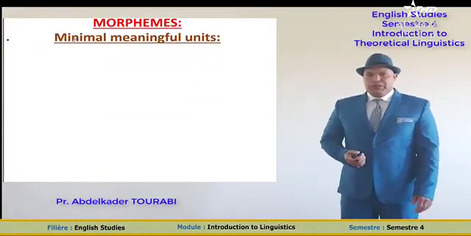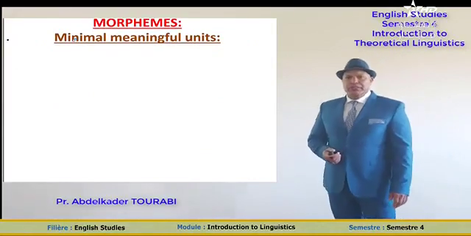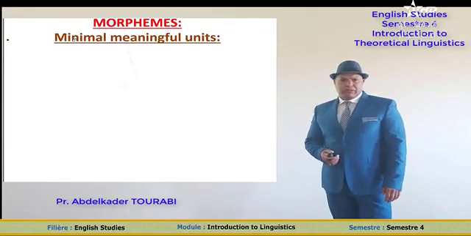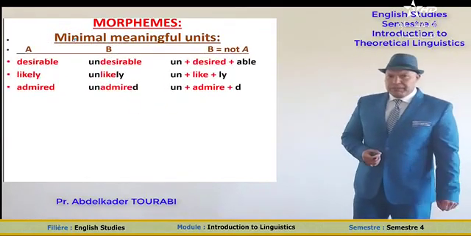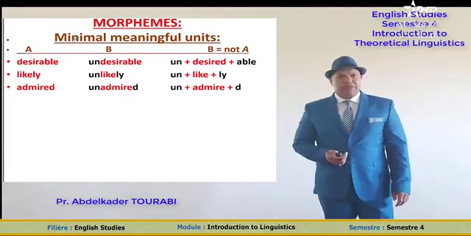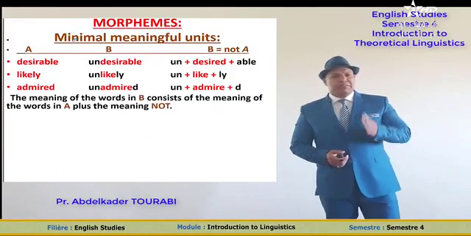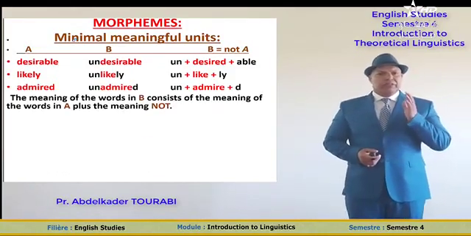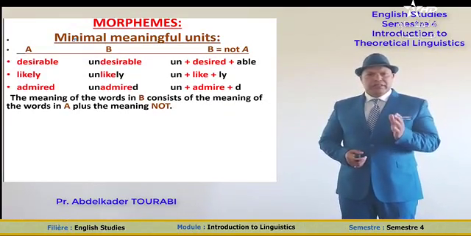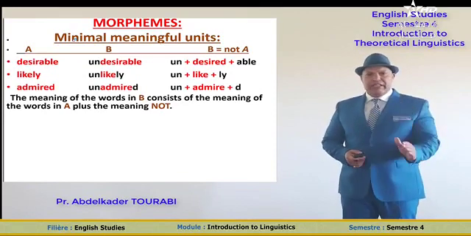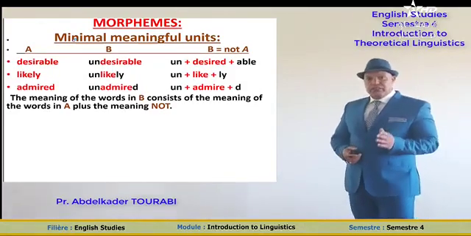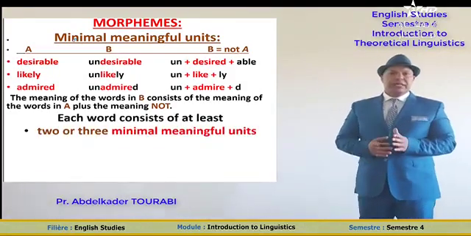Phonemes or morphemes, what do we mean by morphemes? A morpheme is the minimal, meaningful unit of language. We take some examples here. We have A, B, and B is not A. The meaning of the words in B, which are undesirable, unlikely, unadmired, consists of the meaning of the words in A, which are desirable, likely, and admired, plus not. So not here is represented by un.